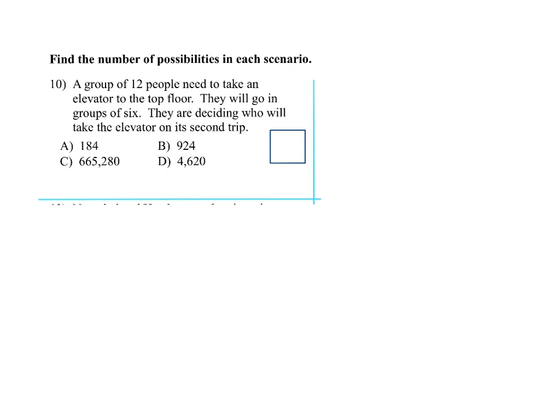So in this case, a group of 12 people need to take an elevator to the top floor. They're going to go in groups of 6, and they're trying to figure out who will take the elevator on a second trip. So each trip is going to require 6 people. So I have 12 people total, and I want to pick 6 of them. This is a combination because it doesn't matter what order I choose the people in. All 6 of them are getting on the elevator.